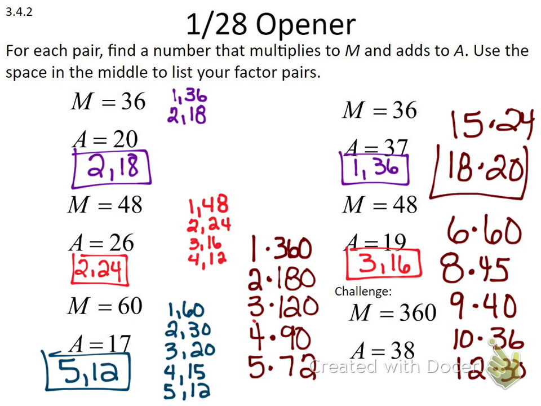38. Is that what you got, Maddie? They're 18 and 20. Yep. Yeah, 18, comma 20. Yep. Oh, yep, comma. Sorry. Thank you for correcting that.